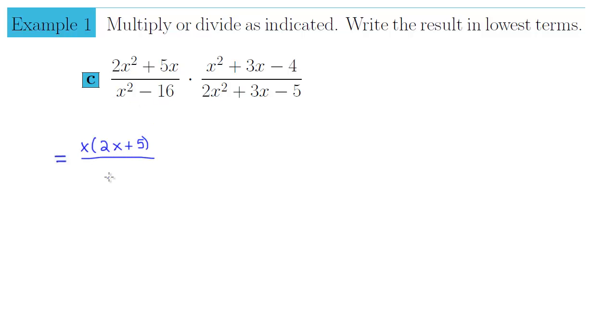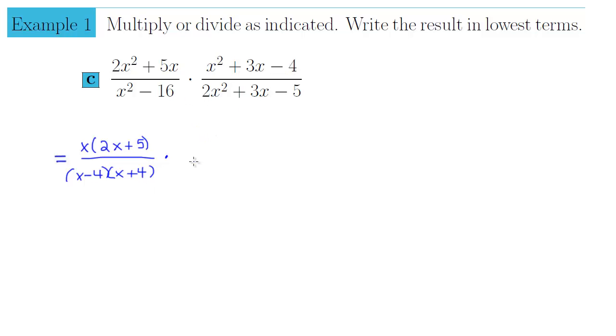Underneath we have x squared minus 16. Notice this polynomial is a difference of squares. That is, it's factored as x minus 4 times x plus 4, because x squared and 16 are both perfect squares.